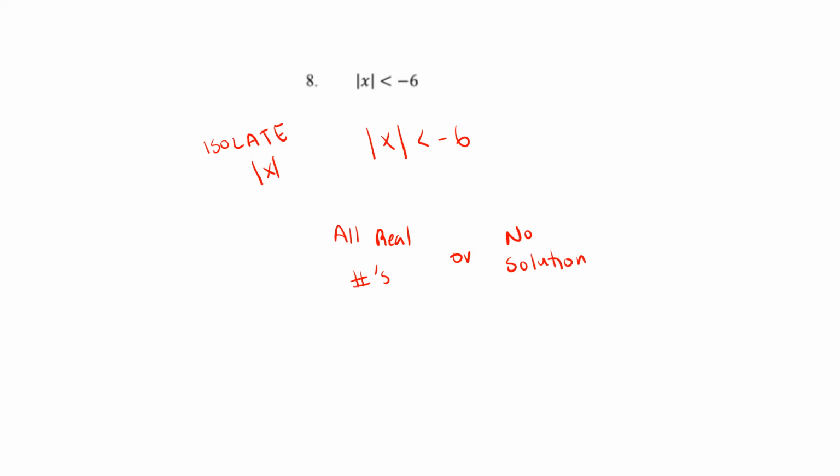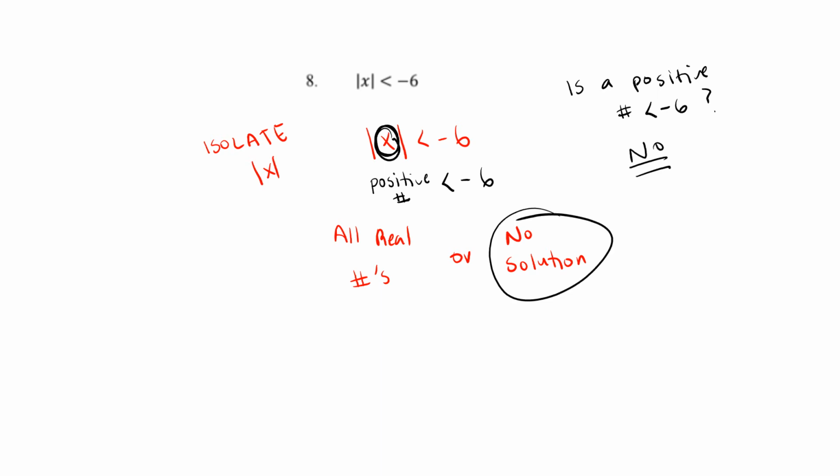How I like to think about it, again, is no matter what is in here for x, absolute values are going to make that a positive number, no matter what. So what that's saying is there's a positive number and it's less than -6. So ask yourself the question, is a positive number less than -6? And hopefully you're like, what? Positive can't be less than a negative. It can never happen. No, which means this is no solution.